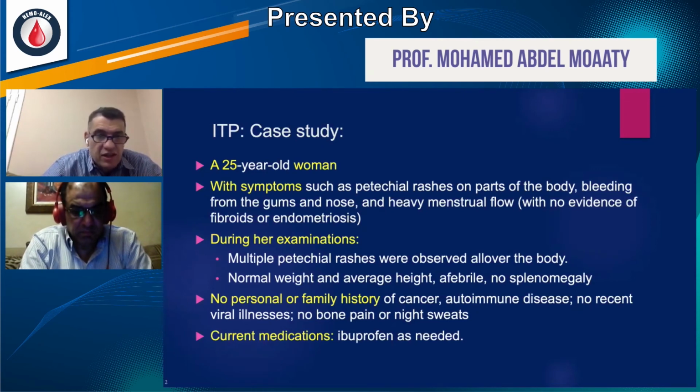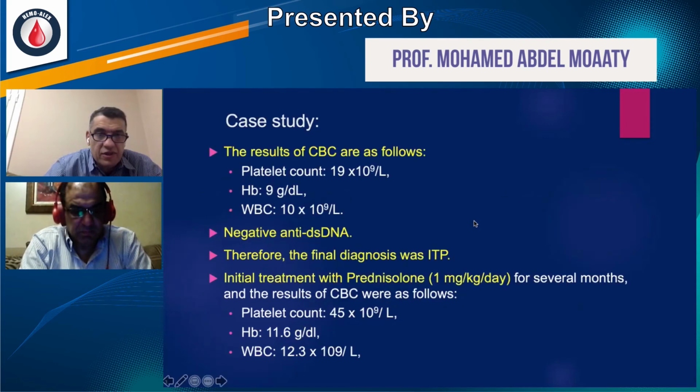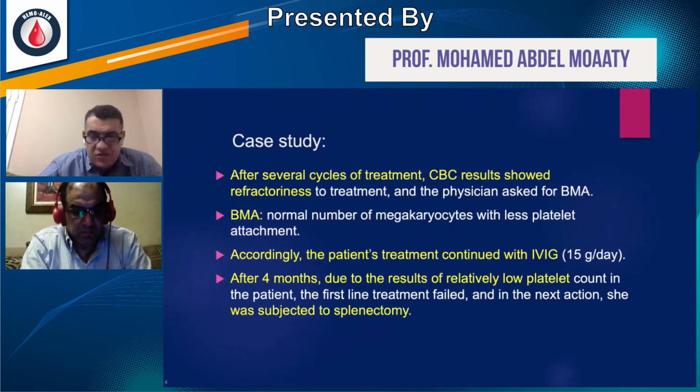She is on current medication for pain. The CBC results showed a platelet count of 19, hemoglobin 9, white blood cell count of 10, and negative anti-double-strand DNA. Therefore, the final diagnosis was ITP. Initial treatment was with prednisone 1 milligram per kg per day for several months, and the results of the CBC were as follows: platelets 11.6, and white blood cells 12.